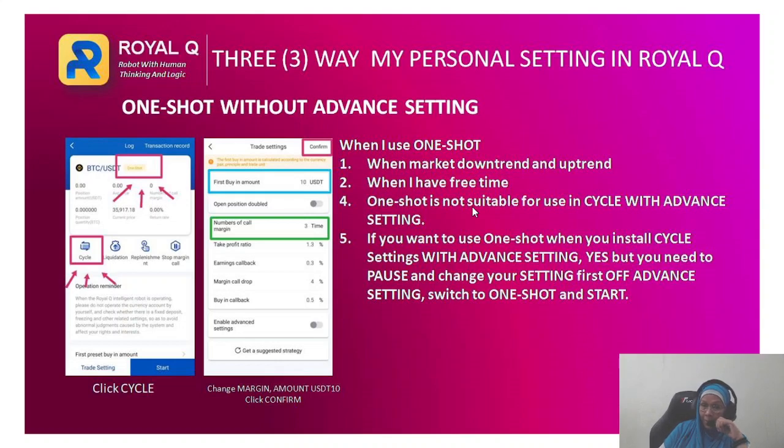So how to use the one shot? Like what I explained just now. First, you need to pause. Second, you change the setting, it means you turn off the advanced setting. Then you switch to one shot, and then you click start again. Don't worry, all your profit is still there. The only thing is you make it one shot because you want the robot to liquidate the pairs in a short time. All right, so that is one shot.